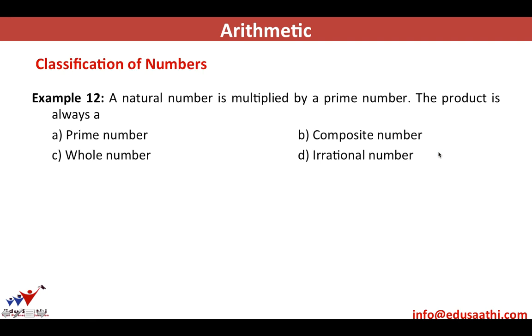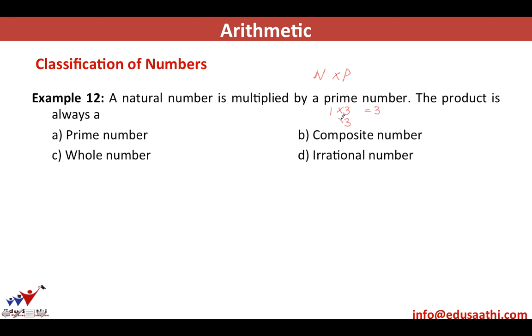Let's look at some of the questions related to prime and composite now. A natural number is multiplied with a prime number. The product is always a... So I'll have to look at various cases. Now prime number, I can assume the prime number to be 3. If I multiply the prime number with a natural number starting with 1, I do get a prime number.